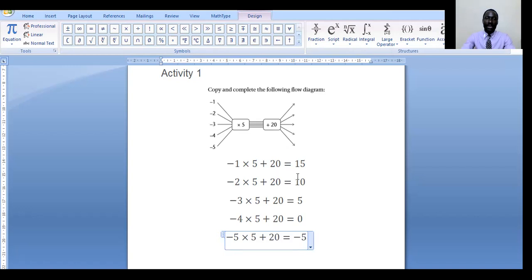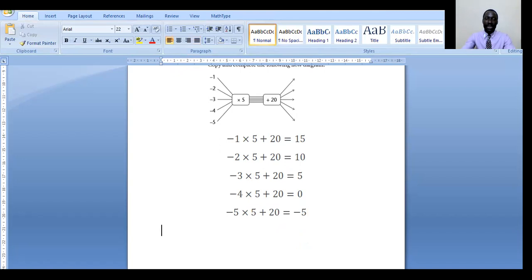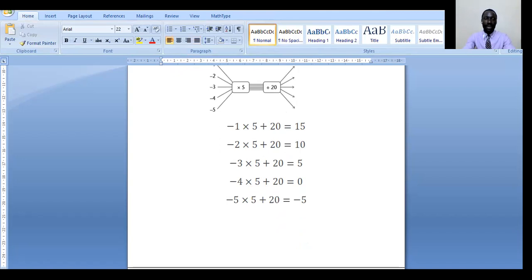Now, this set of values that we have got is what we call the output. Sometimes it's expressed as a sequence: in this case, we are starting with 15, then 10, then 5, then nothing (0), then -5. So this is the sequence of numbers that we have so far got, and these are known as outputs.